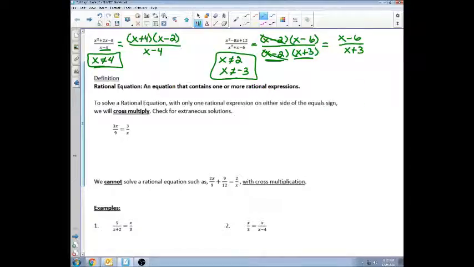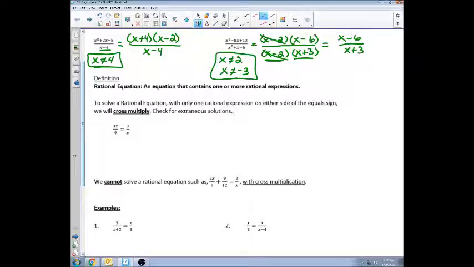Rational equation: an equation that contains one or more rational expressions. Remember from our previous unit that a rational expression is just a fraction. To solve a rational equation with only one rational expression on either side of the equal sign, what that means is that on either side of the equal sign, doesn't matter which side, if I do not have two fractions that are added or subtracted with each other, then I can go ahead and cross multiply.